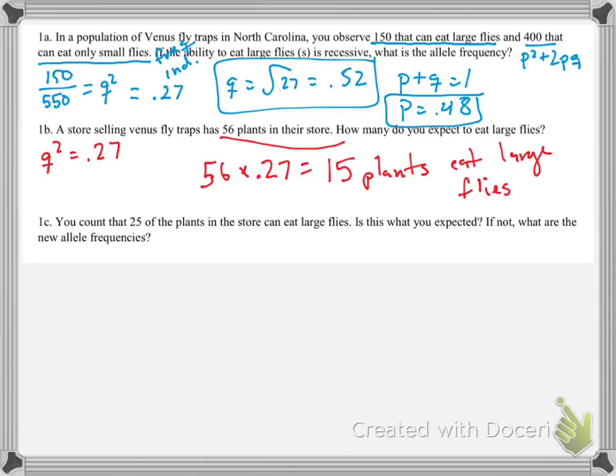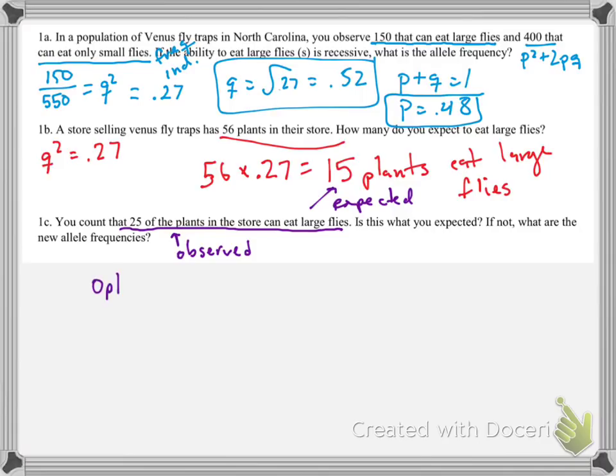I come down here and I see, what do I actually see? Well, I see that there are 25 plants in the store that can eat large flies. This is my observed value. Up here, this is my expected value. So out of that 56, I have two options. I'm doing this based on the phenotype. You eat large flies or you don't eat large flies.